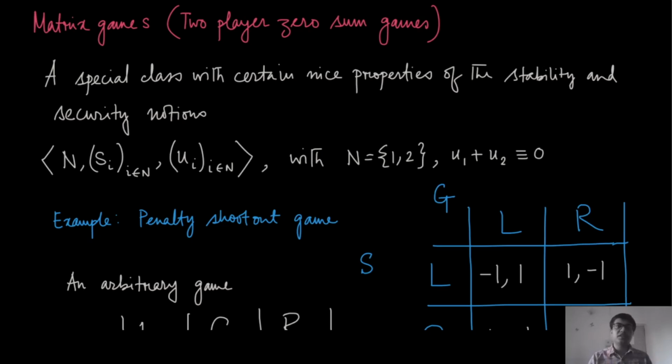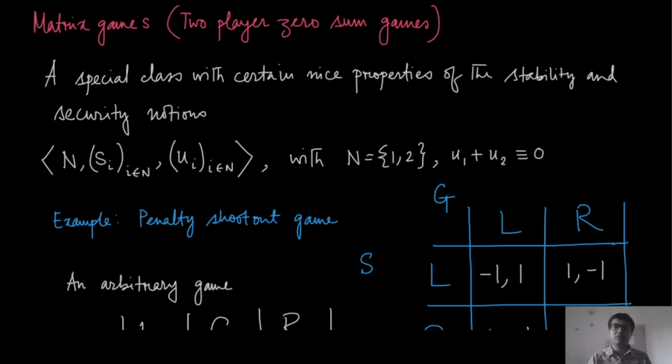Let us start discussing a special kind of games which is known as the matrix games. The technical name is two-player zero-sum games, which we'll discuss later when we explain these games. We will also discuss why it is called matrix games. So why are we discussing these games? Because this class gives you certain nice properties about the stability and security notions.